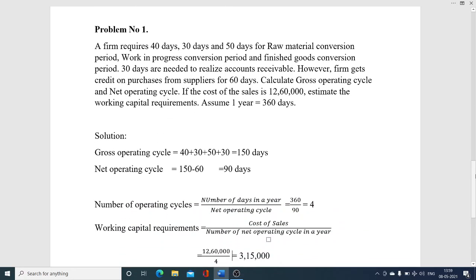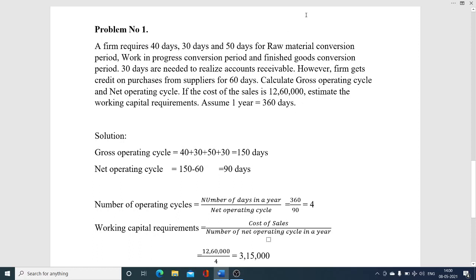The problem is this way. A firm requires 40 days, 30 days and 50 days for raw material conversion period, work in progress conversion period, and finished goods conversion period. 30 days are needed to realize accounts receivable. However, the firm gets credit on purchases from suppliers for 60 days. Calculate the gross operating cycle and the net operating cycle. If the cost of sales is 12,60,000, estimate the working capital requirement. Assume 1 year is equal to 360 days.